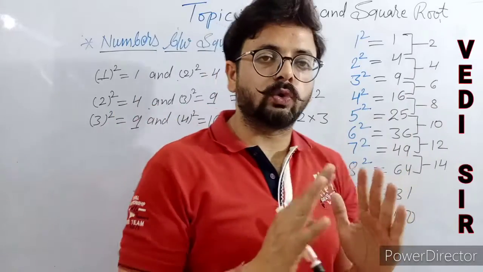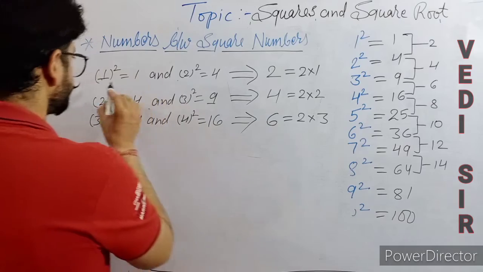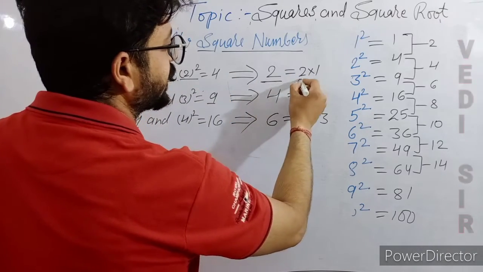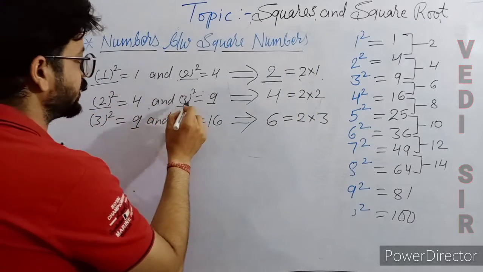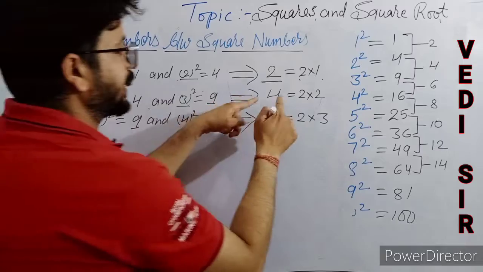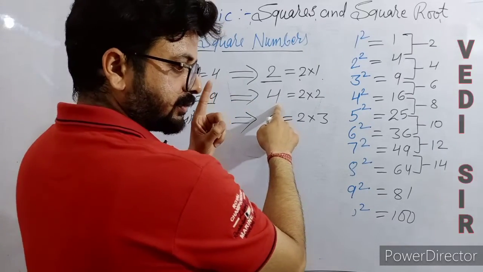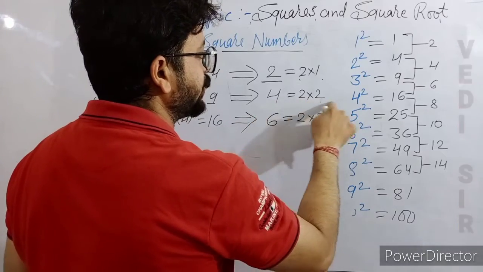You see, it's a very interesting topic. And how to make the formula, the derivation of the formula also I'm telling you. See, square of 1 and square of 2, how many numbers are there? 2. We can write 2 into 1. Square of 2 and square of 3, 4 and 9. In between 4 and 9, four numbers are there which are not perfect square numbers. We can write 2 into 2.